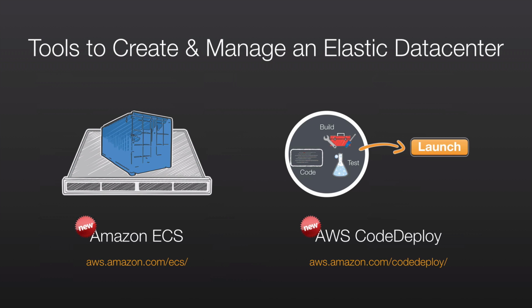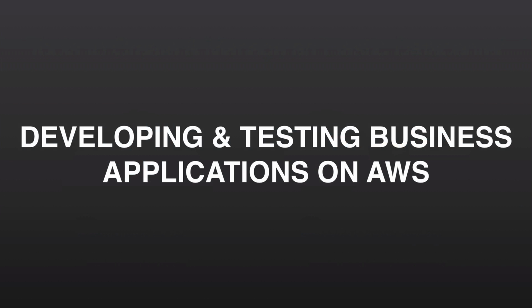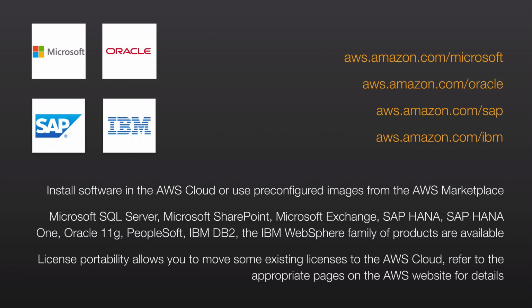That's a quick tour of services that you can use to create an elastic data center to support development and test workloads on AWS. What about packaged business applications? Maybe you're running applications from Microsoft, Oracle, SAP, or IBM, and you're interested in doing development and testing work on those commercially packaged applications using the AWS cloud. Well, that's something that many customers do today. We have comprehensive resource centers for those 4 software vendors, those 4 ISVs, at aws.amazon.com/ the name of the provider, so Microsoft, Oracle, SAP, or IBM. You can see the URLs there.